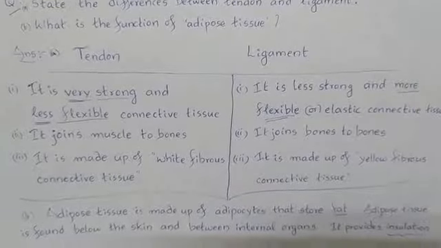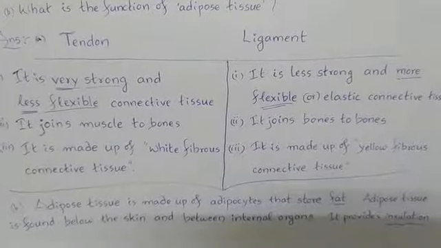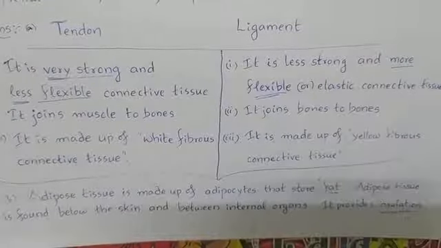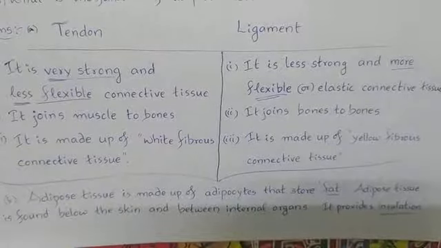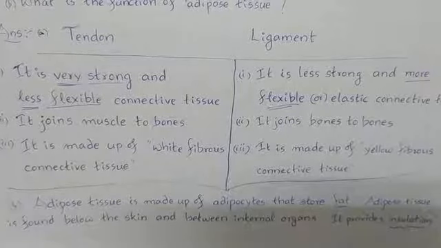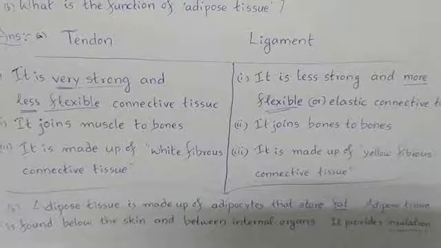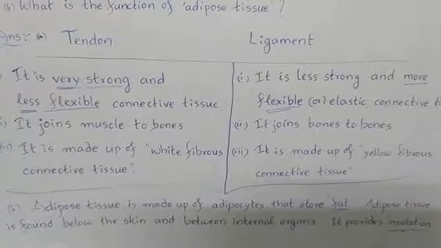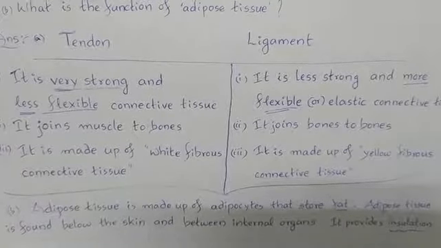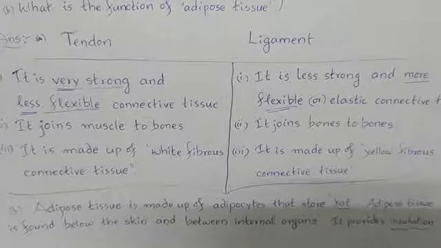Coming to adipose tissue. Adipose tissue is made up of adipocytes. These adipocytes store fat. Adipose tissue is present below the skin and between the internal organs. It offers cushioning between the internal organs and provides insulation, which means internal temperature will not be lost to the environment, especially in birds and mammals, and external cold will not enter the body. Thus, adipose tissue provides insulation.